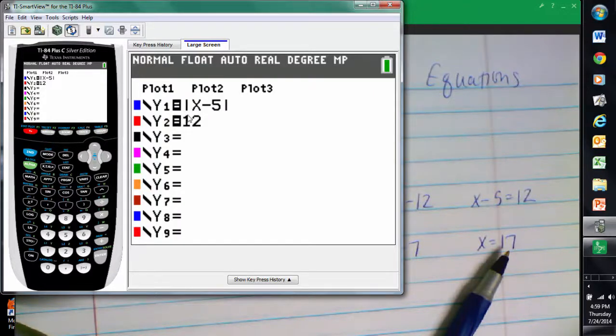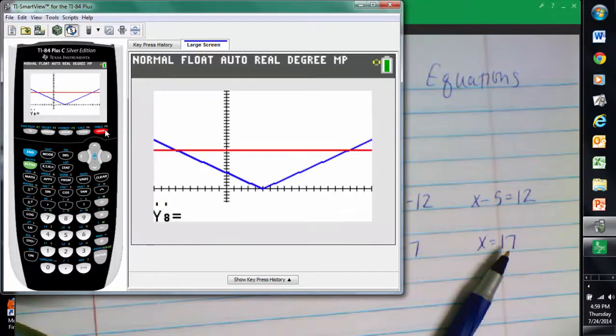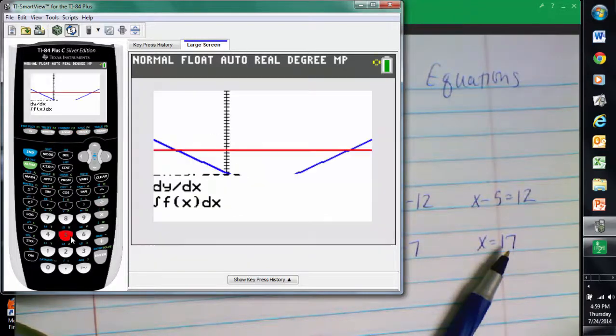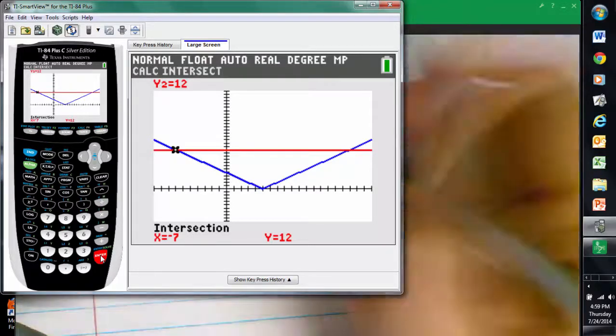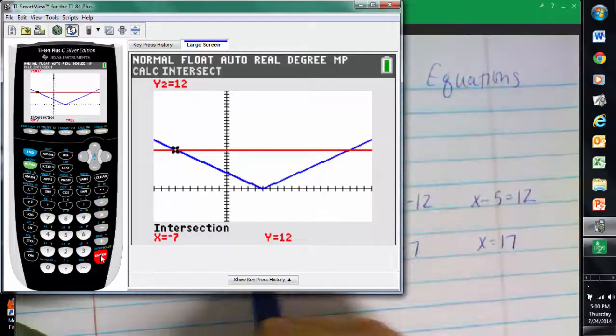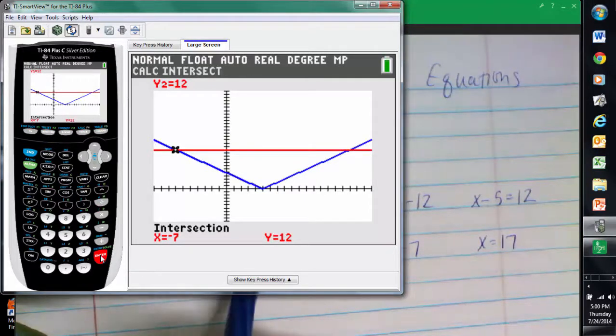So when I look at the graph, wherever the red and the blue cross, it's going to be the solutions to my equation. You can see it crosses in two places, and to figure out what those are, we do second, calc, intersect, and then we push enter for the first curve, enter for the second curve, and yes, we would like to guess, so 3 enters. You can see that when x equals negative 7, y equals 12. Obviously y equals 12. That's what you're saying: I want to know when this equals 12. When x is negative 7, this is 12.